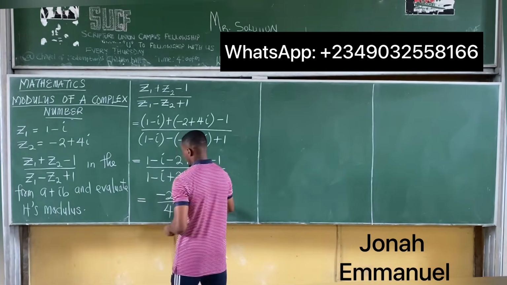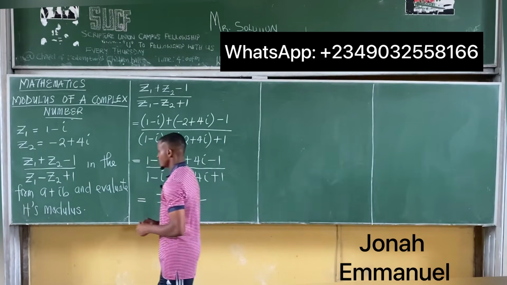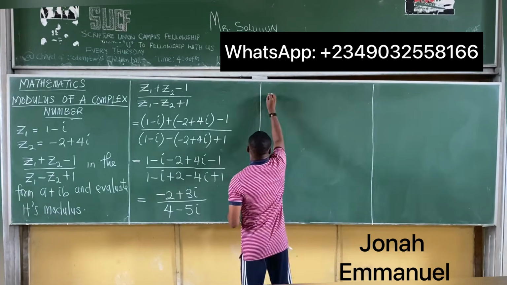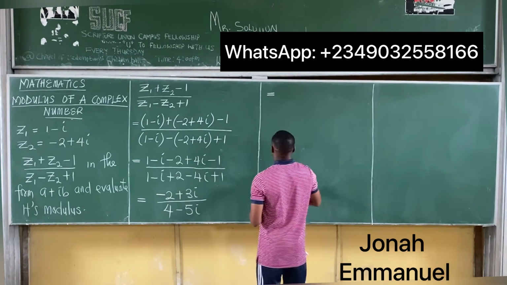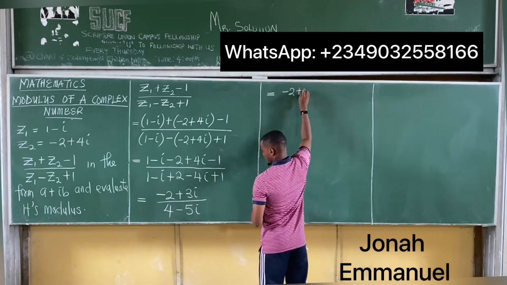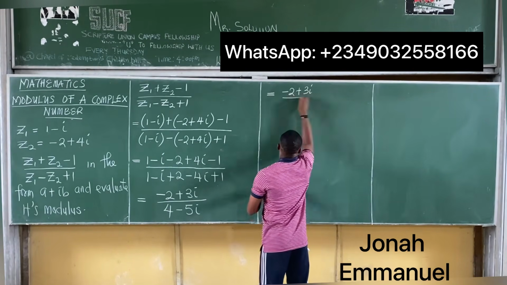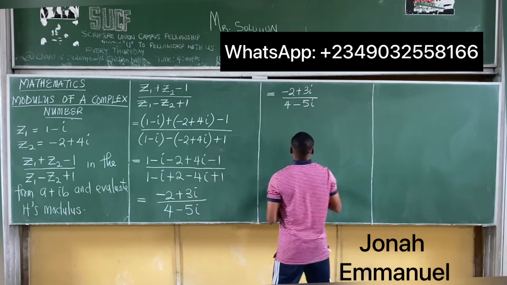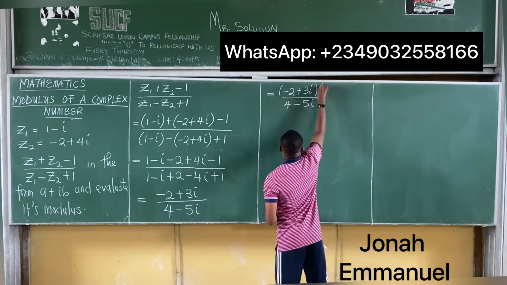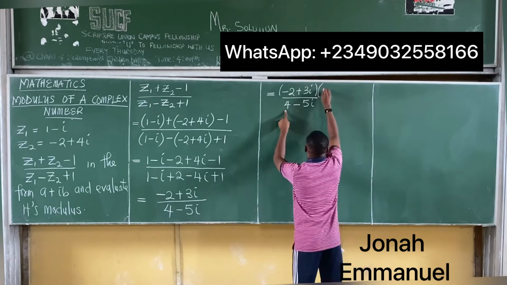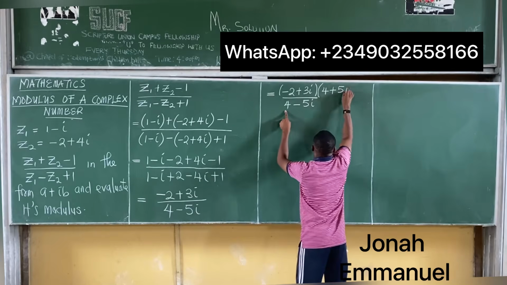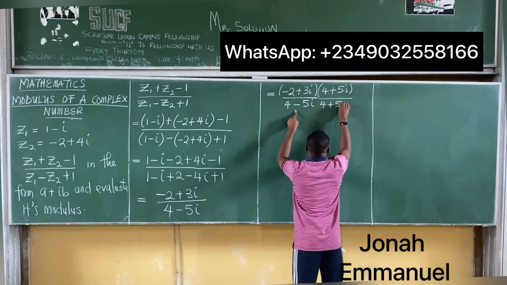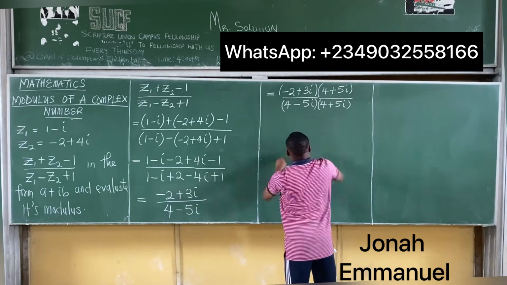But we are asked to express this in the form a plus ib. So hence, if I have this, I'll have to rationalize. Rationalizing, we have minus 2 plus 3i all over 4 minus 5i. We have to rationalize, simply multiply the numerator by the conjugate of the denominator, 4 plus 5i, all over 4 plus 5i. So I have this one here.